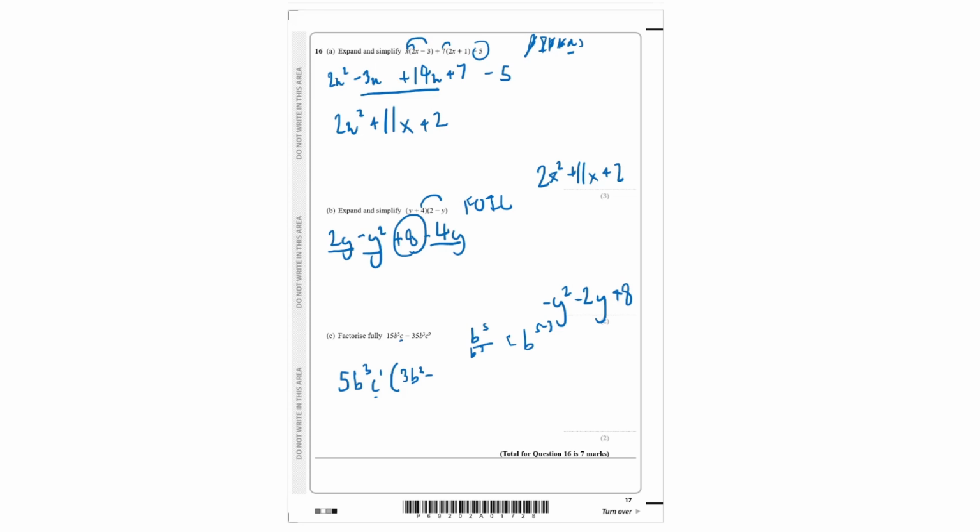Now, moving on. 35 divided by 5 gives us 7. B cubed divided by b cubed is simply 1, so we don't write that. C to the power of 9 divided by c to the power of 1 is c to the power of 9 minus 1, which is just 8. So that means our final answer is 5b cubed c times 3b squared minus 7c to the power of 8.